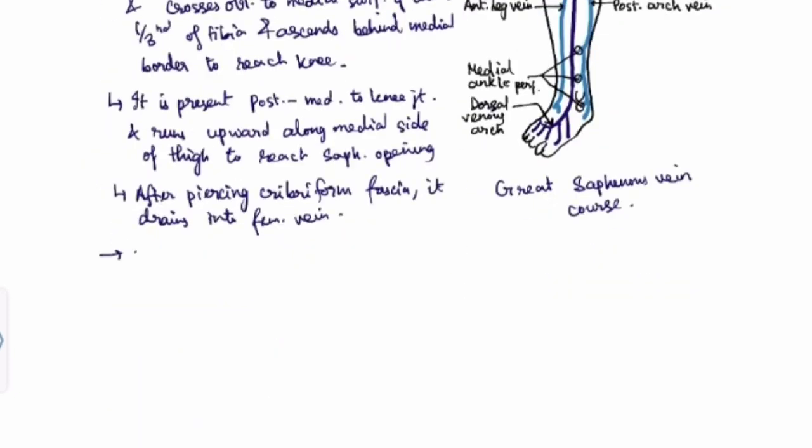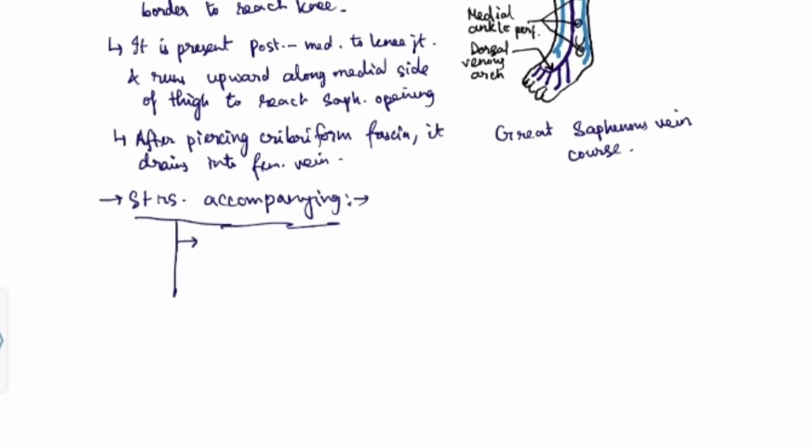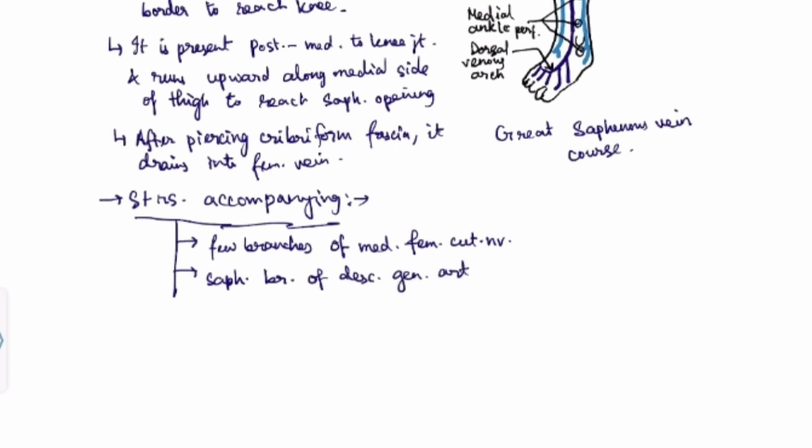Now what are the structures related to it, or structures accompanying? You may write this. It's not so much important, but considering the anatomical relations of any organ, you should keep them in mind. They may ask you a question if they want to make a difficult question. So a few branches of the medial femoral cutaneous nerve, and the saphenous branch of the descending genicular artery. I hope you remember in the popliteal fossa also we were discussing the saphenous branch of the descending genicular artery, how it's related to the GSV. In the adductor canal also I think we discussed it. In the discussion on nerves, we will also discuss the saphenous nerve in relation to the GSV, the saphenous nerve in leg and foot.